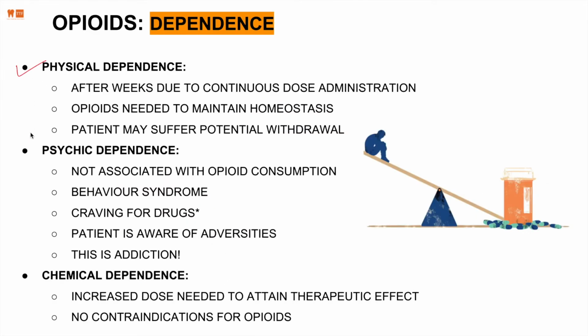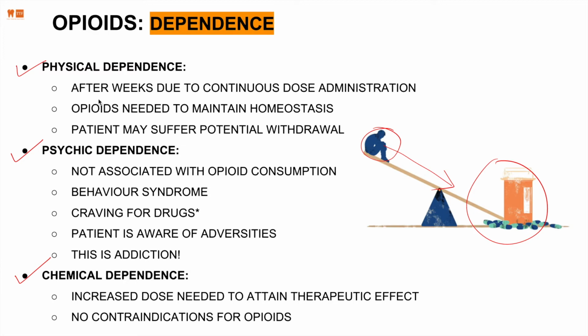Physical dependence, psychic dependence, and chemical dependence. Yes, opioids, we know they're narcotics. Our brains can become slaves to them. They can become heavy and lift us up and become dependent and have our lives go downhill suddenly, right? There are three types of dependencies.